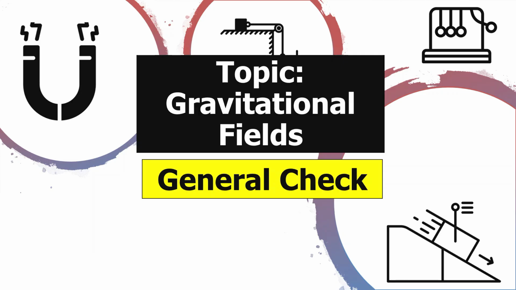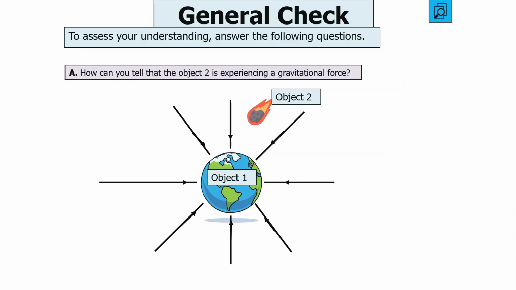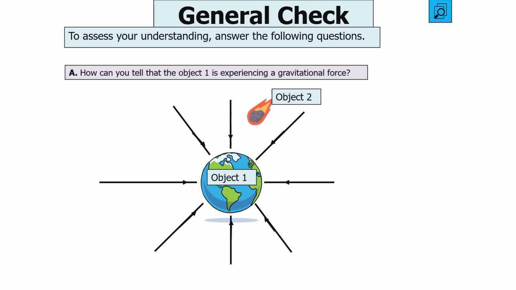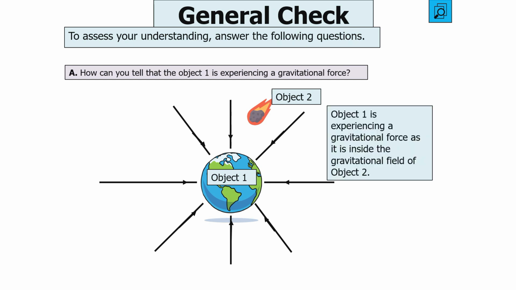So let's just test our knowledge and understanding on gravitational fields. From this image, how can you tell that object 2 is experiencing a gravitational force? Pause the video now, then unpause the video when you want to go through your answer. Well, object 2 is experiencing a gravitational force as it is inside the field of object 1. Next question, how can you tell that object 1 is experiencing a gravitational force? Object 1 is experiencing a gravitational force as it is inside the gravitational field of object 2.